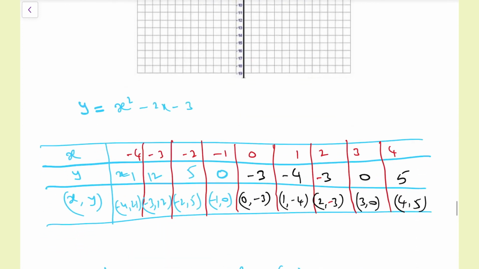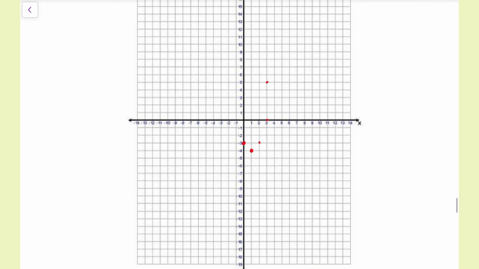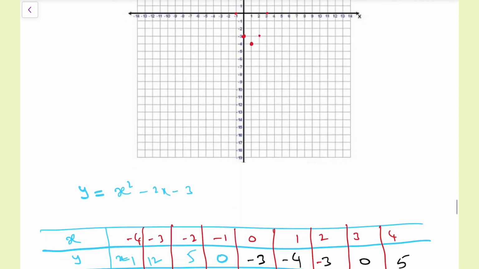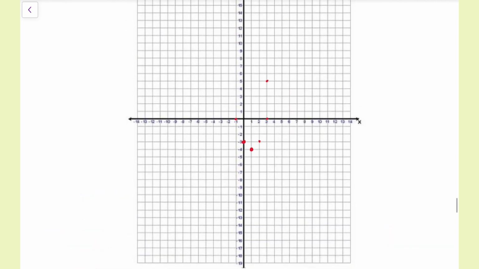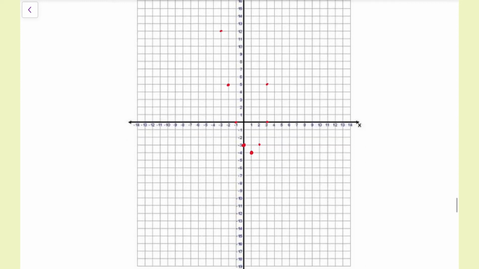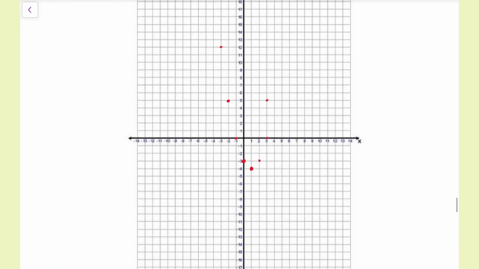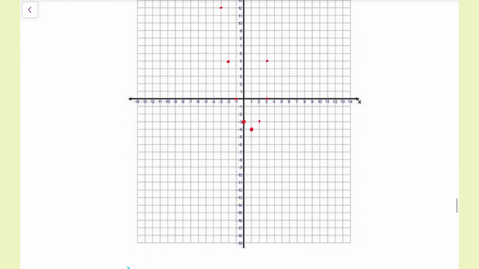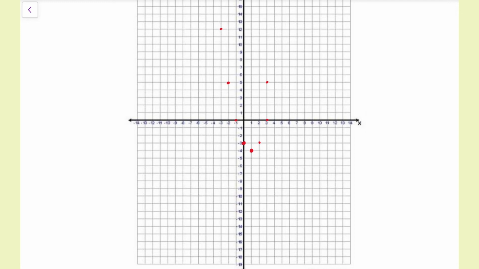Next, coming to the negatives: minus 1 comma 0, minus 2 comma 5, minus 3 comma 12, and minus 4 comma 21. Of course that one is not there, so I'm not worrying about it. Now let us join all these points just with the hand, no use of a scale.